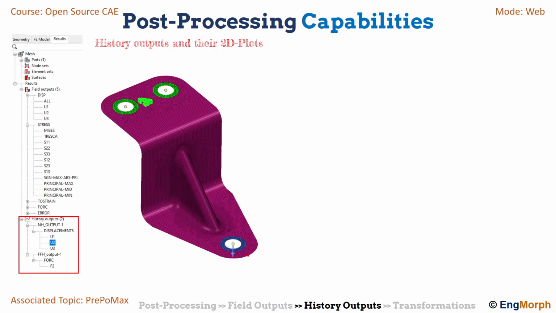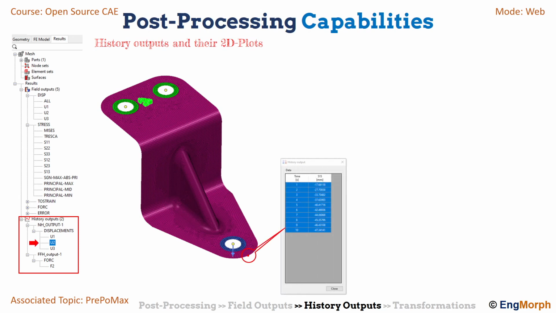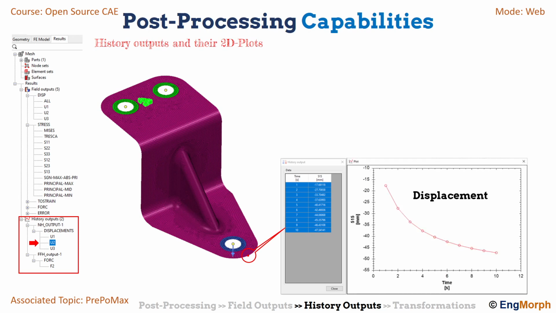In this example, there are two history outputs created for displacement as well as force reaction at boundary condition. The history output for displacement of the node at the extreme end of the bracket is shown here. We can get the list of displacements of the node with respect to time or load increments. With this data, we can plot the 2D graph for displacement versus time or increment.